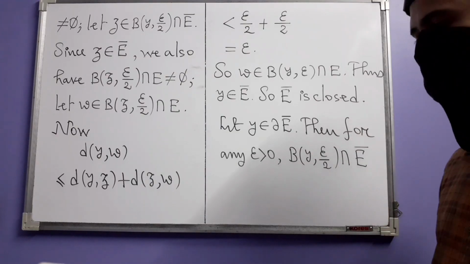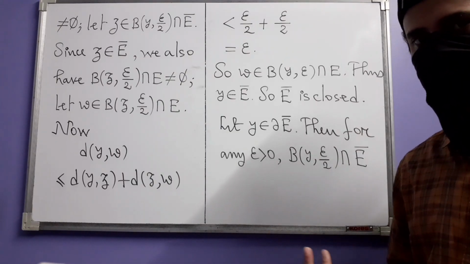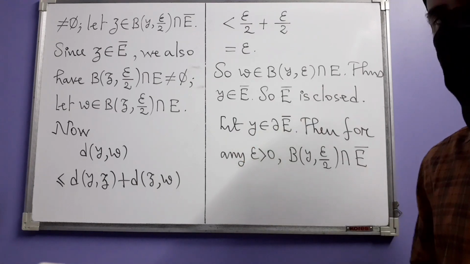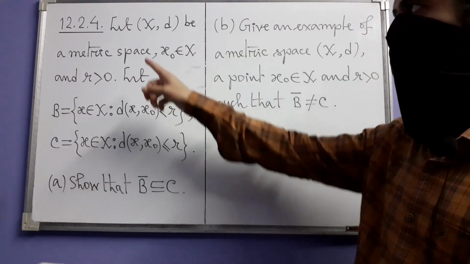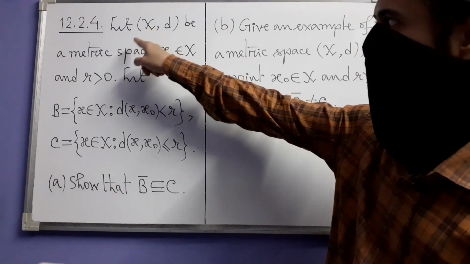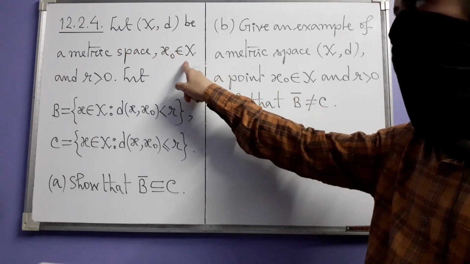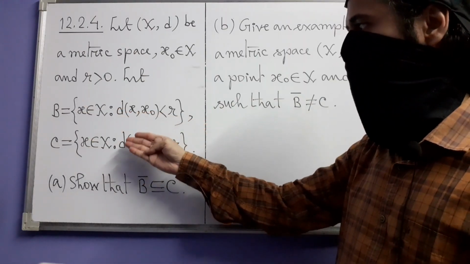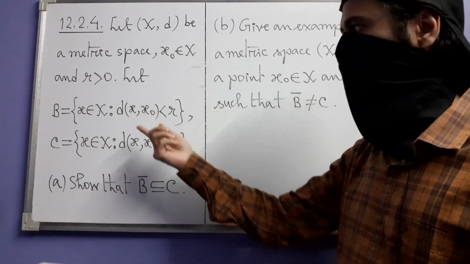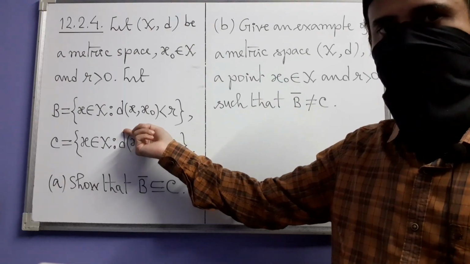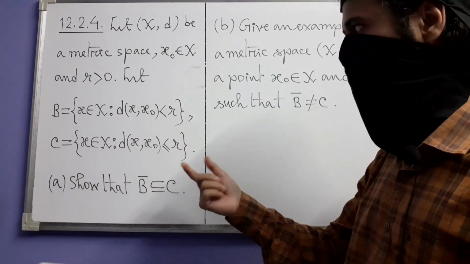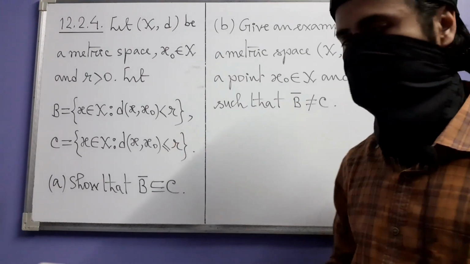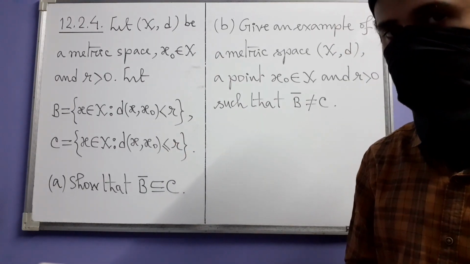There is one more exercise whose solution is very short, it's small. So let's do that also. So next we have 12.4. Let (X, d) be a metric space, x naught be a point in X, and r be a positive real number. Let us consider these two sets. Looking at B, you understand that this is nothing but the open ball centered at x naught having radius r, and C is the closed ball, its closed version.